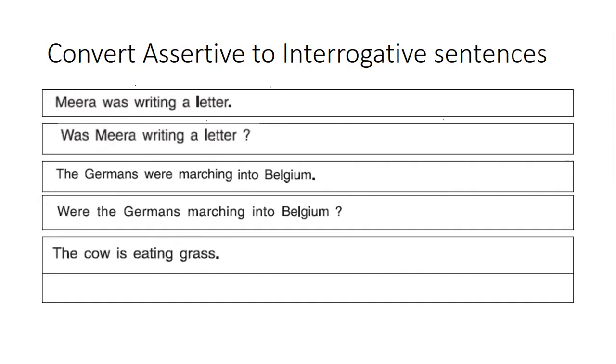Next, the cow is eating grass. Find out the verb is eating. So is will move here, and your assertive sentence will become interrogative. Is the cow eating grass? Question mark. Is the cow eating grass? So you should know how to convert one type of sentence into another sentence. It will help you to communicate in a better way.